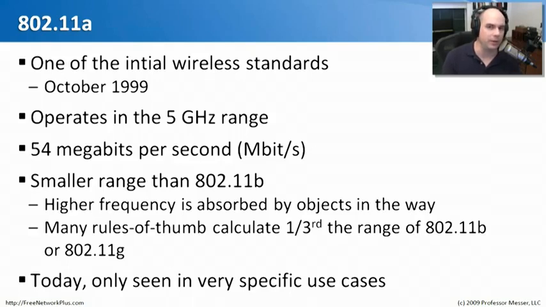Warehouses are great for 802.11a. It's very fast. There's not usually much in the way in a warehouse. You can put it up high. Nothing's going to get in your way. So it's very specific use there. You don't really see 802.11a rolled out in large or even corporate environments any longer.